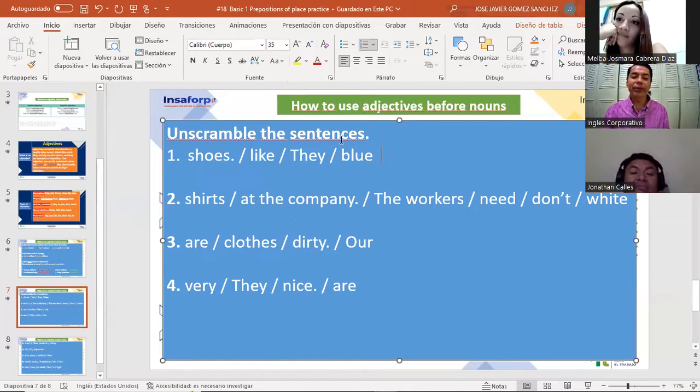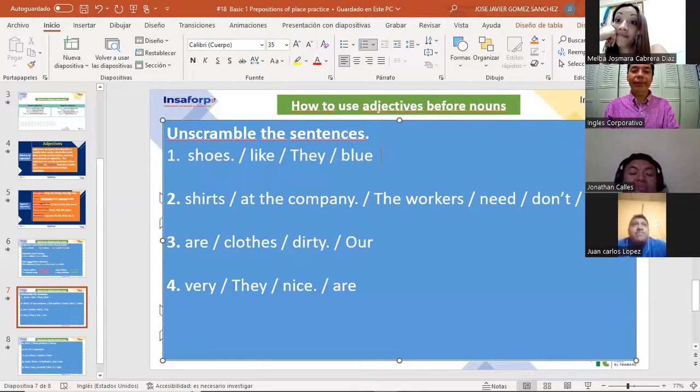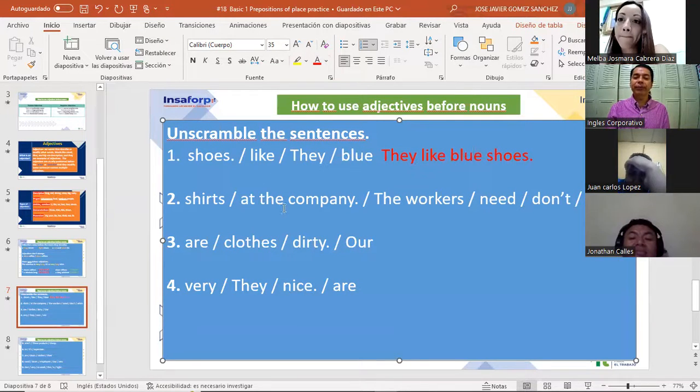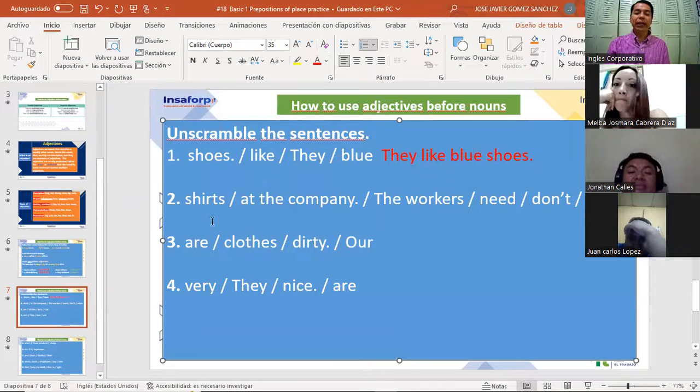¿Quién me estaba ayudando? Hello, hello. Se arrepintieron, Melba. Ah, pues ayúdeme usted. Daylight. Blue shoes. Daylight blue shoes. Blue is the adjective. And blue goes before the noun shoes, right? Okie dokie.